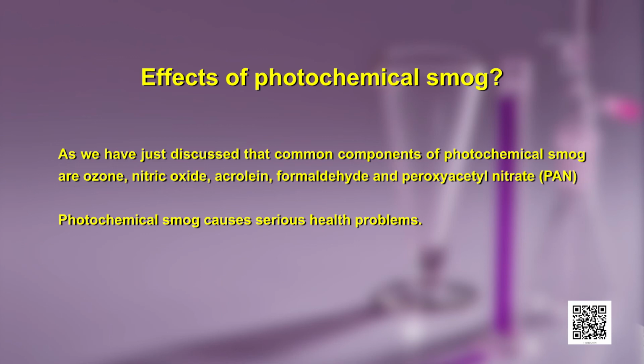Now, what are the effects of photochemical smog? As we have just discussed, common components of photochemical smog are ozone, nitric oxide, acrolein, formaldehyde and peroxyacetyl nitrate, which is called as PAN. Photochemical smog causes serious health problems. Both ozone and PAN act as powerful eye irritants. Ozone and nitric oxide irritate the nose and throat. Higher concentration of ozone and nitric oxide causes headache, chest pain, dryness of throat, cough and difficulty in breathing.